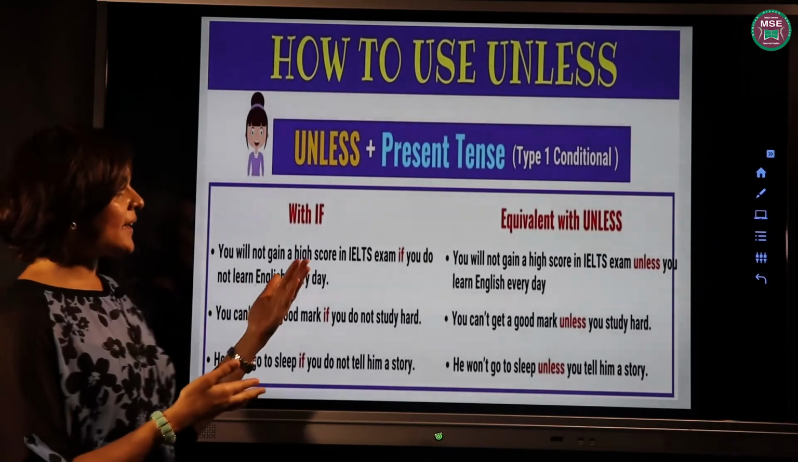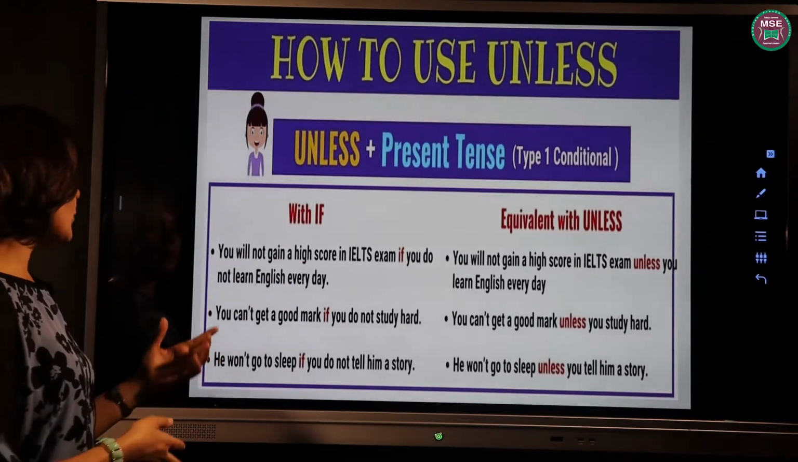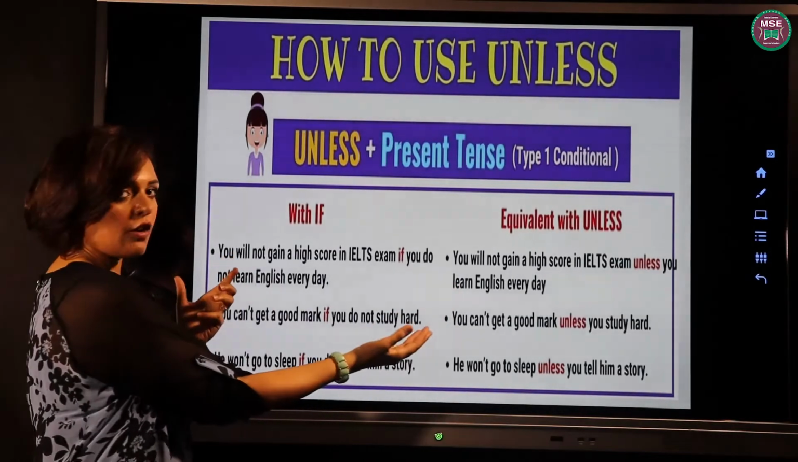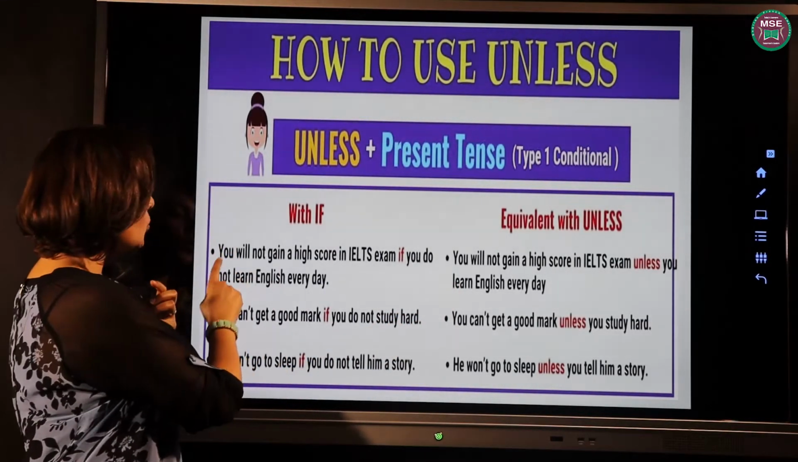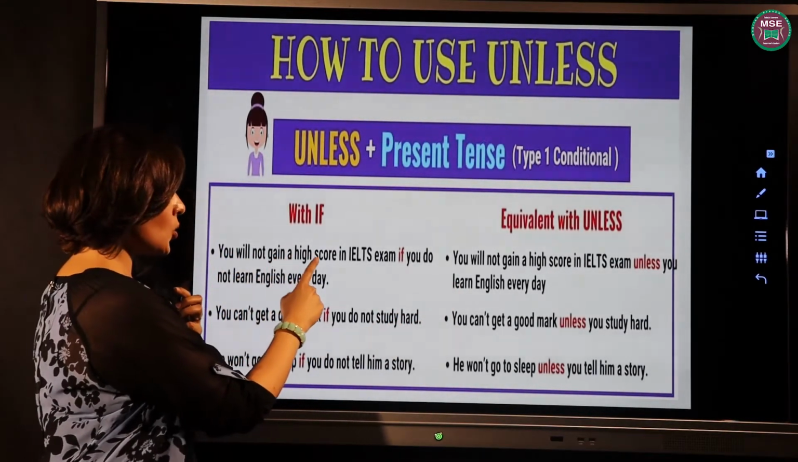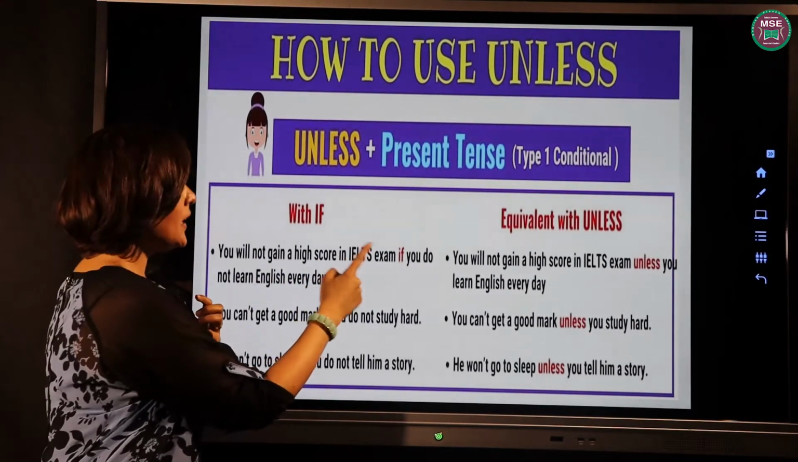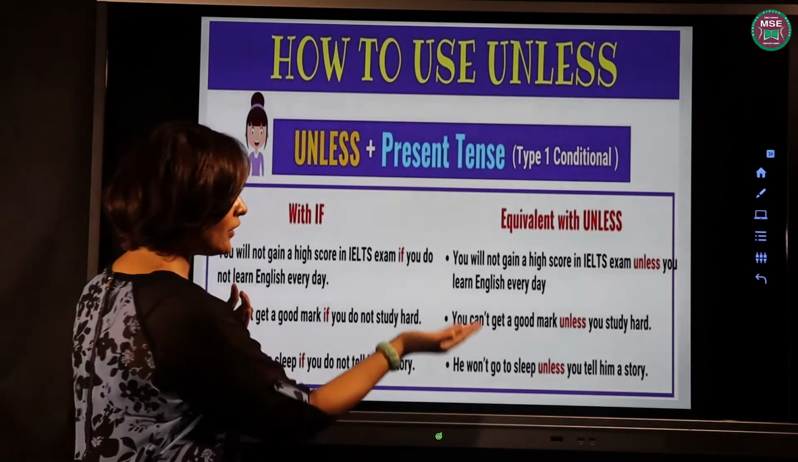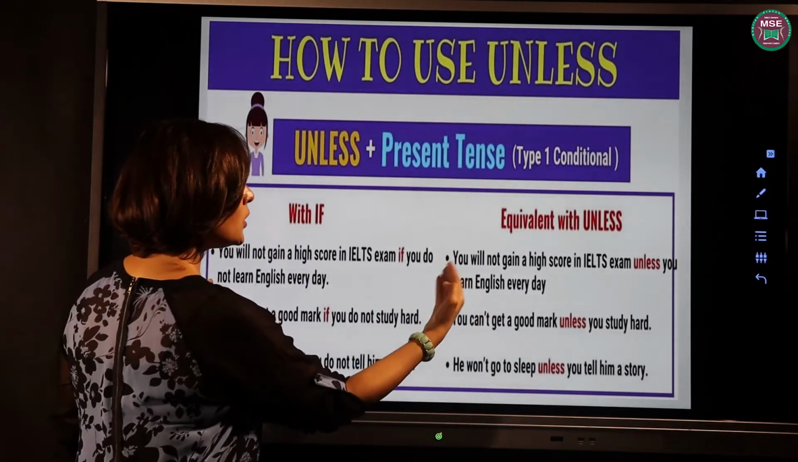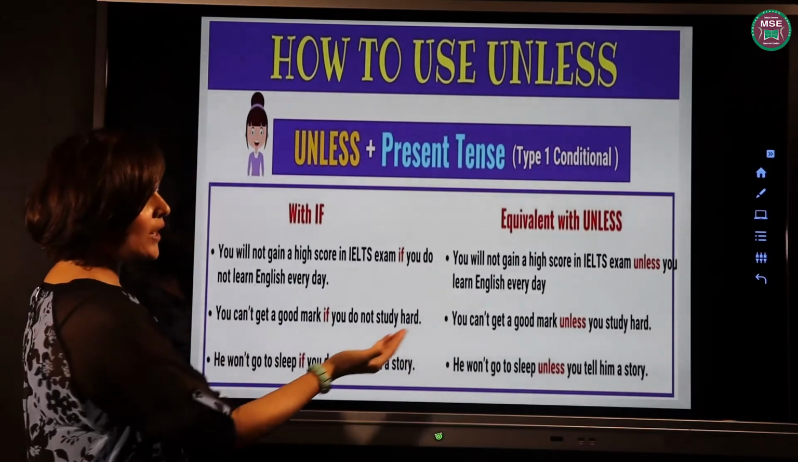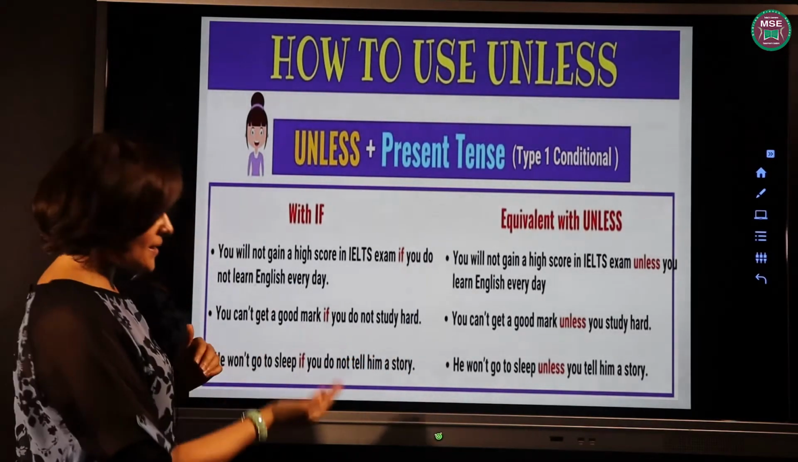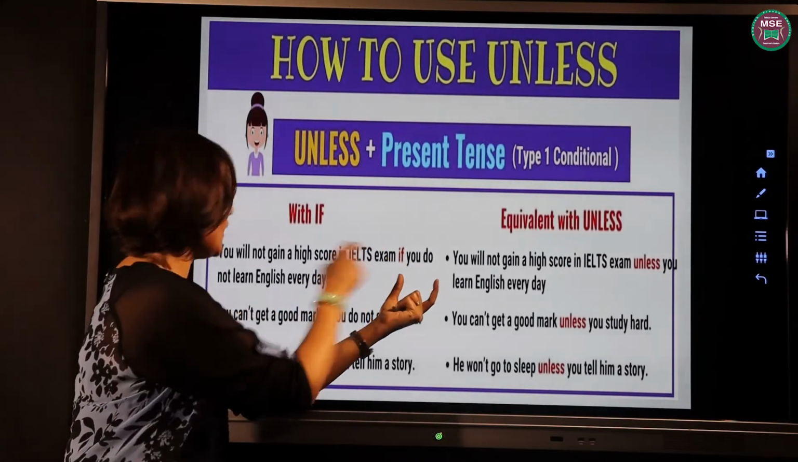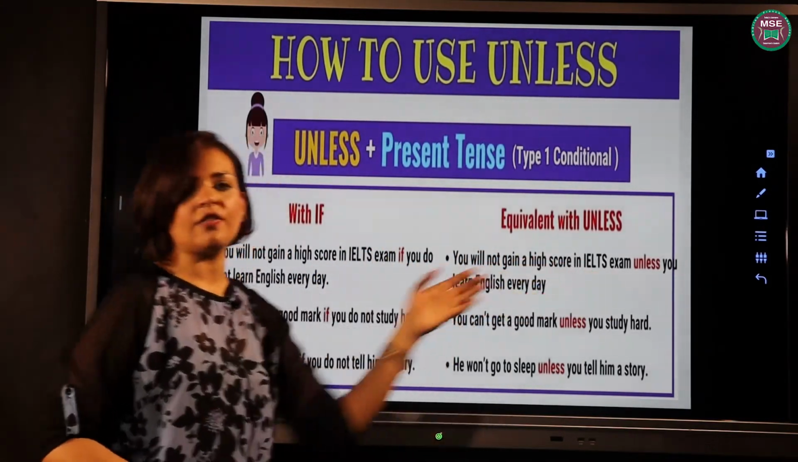How to use unless again with more examples. Here we have if usage with the equivalent of unless. You will not gain a high score in the IELTS exam if you do not learn English every day. The equivalent of this sentence: you will not gain a high score in the IELTS exam unless you learn English every day. Here I removed if and not and put unless instead.